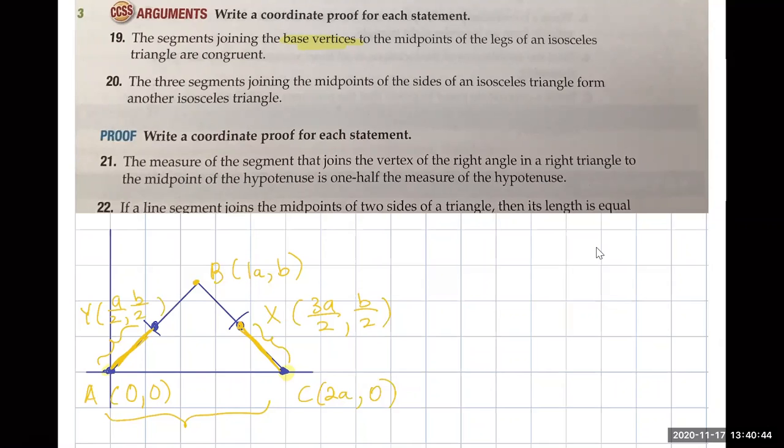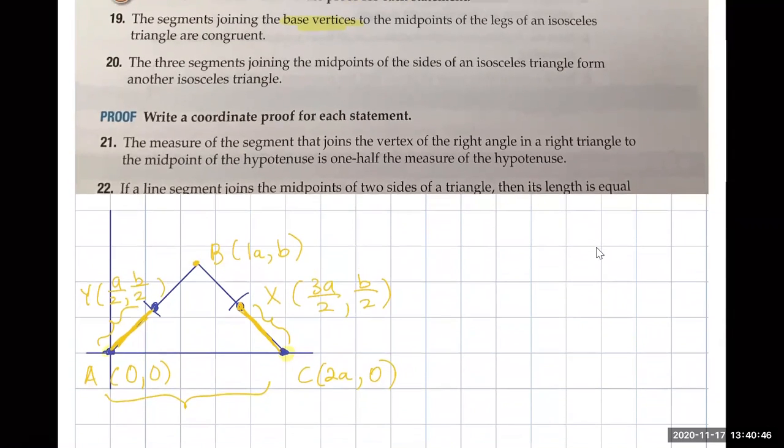Lucian, I think you asked this question. Are you okay so far with what I just did, labeling those coordinate points? Yes, I am. Thanks. Okay.